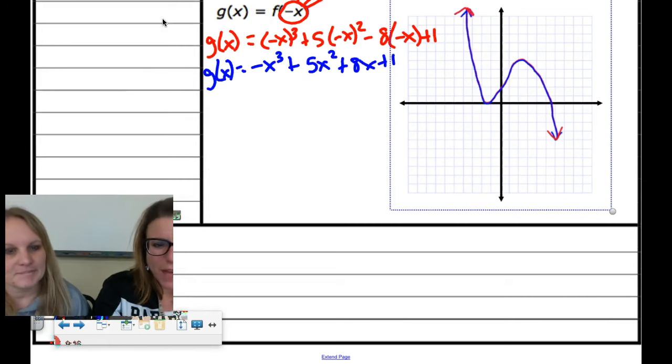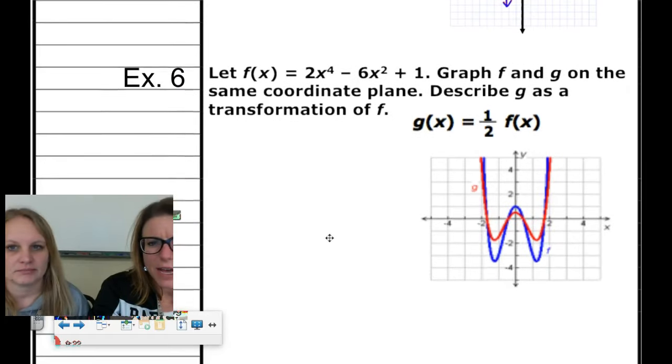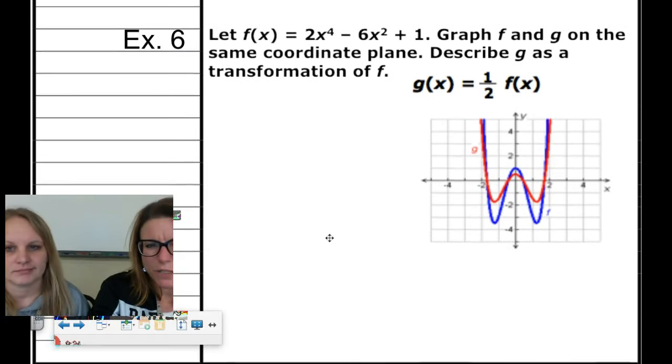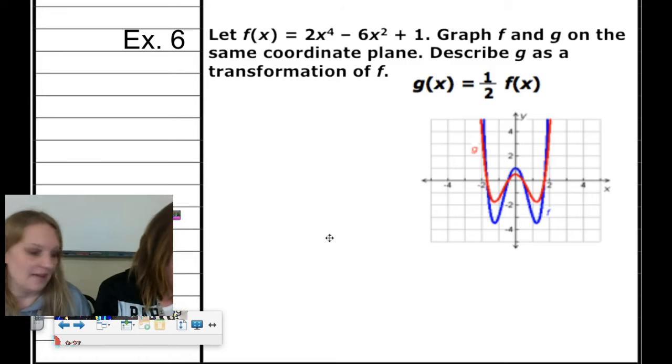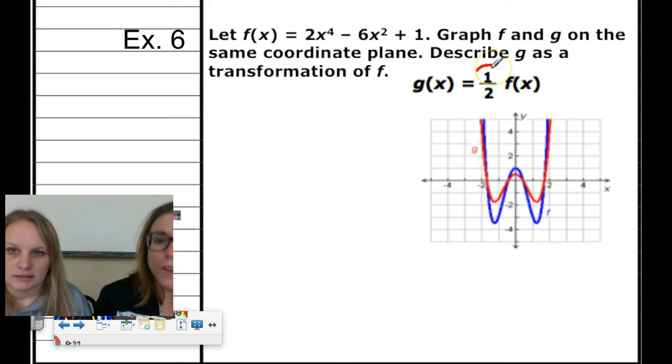Let's go to example 5. If I go down here, we're not going to do this one. We'll do it in class. What is this one? Describe g as, so here on example 1/2, what we're doing here is creating a new function again.